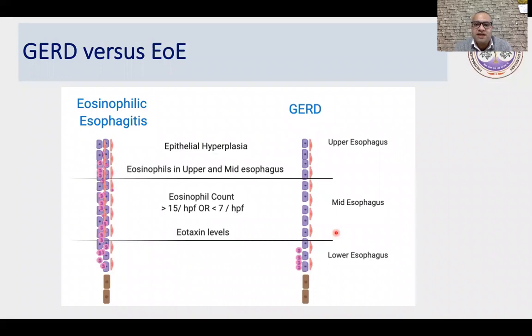Now, the important differential diagnosis is, of course, reflux disease, and eosinophils, especially in the lower esophagus, may be part of reflux disease. But for eosinophilic esophagitis, the eosinophils would involve almost the entire esophagus, including the upper and middle part, and the eosinophil count will be much more, usually more than 15 per high power field. The eotaxin levels are elevated in eosinophilic esophagitis, and the epithelial hyperplasia is much more prominent. So these are some of the features which pathologists may use to differentiate eosinophilic esophagitis and GERD.